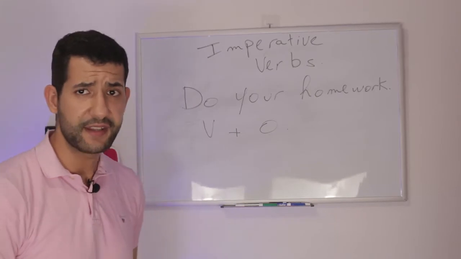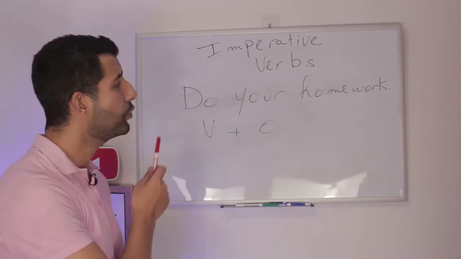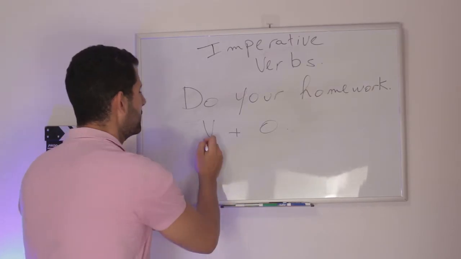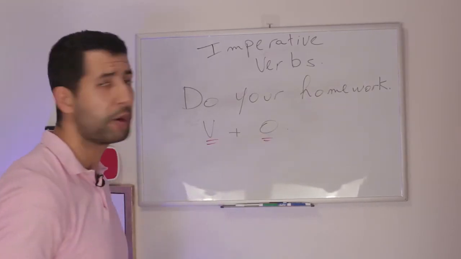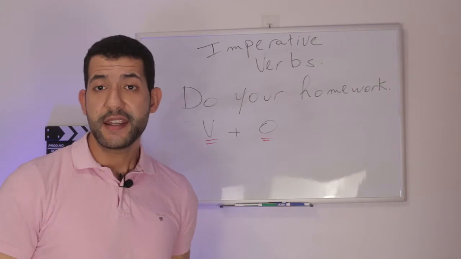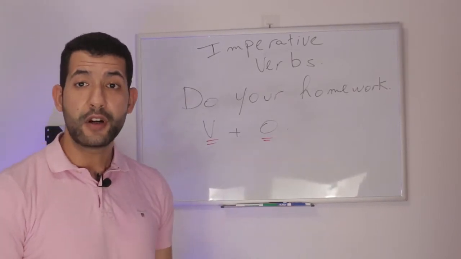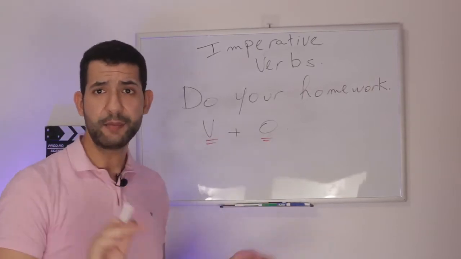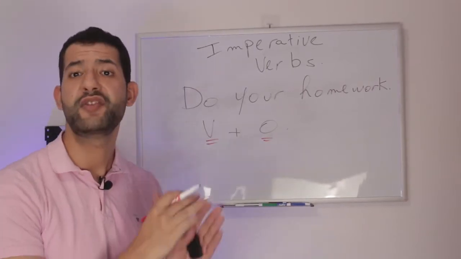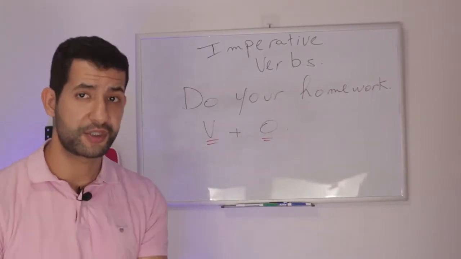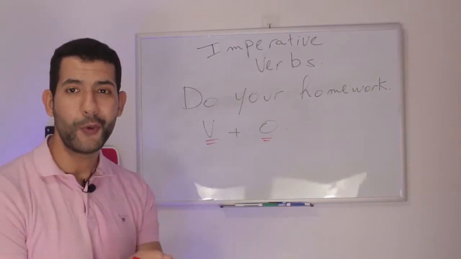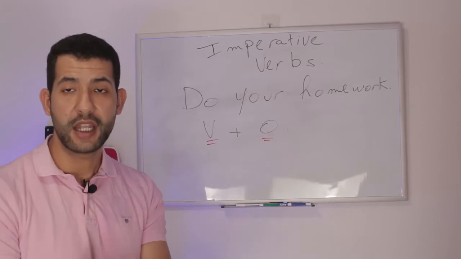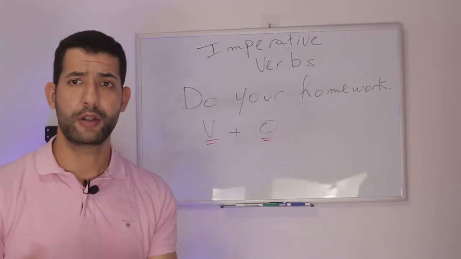Right, here's another sentence. In this sentence we have do your homework. So we have the verb and then we have the object. In this case, في imperative verbs كيكون عندنا في الفورم ديالو الverb plus object. As simple as that. We don't have a subject, we have just the verb plus the object. Do your homework. As simple as that.